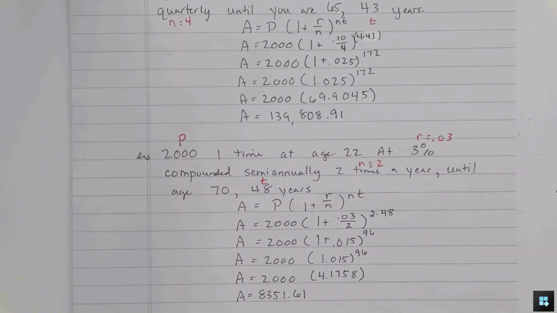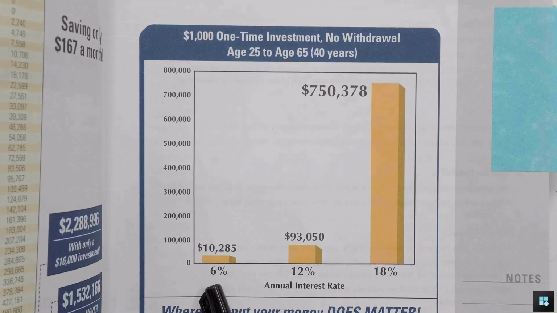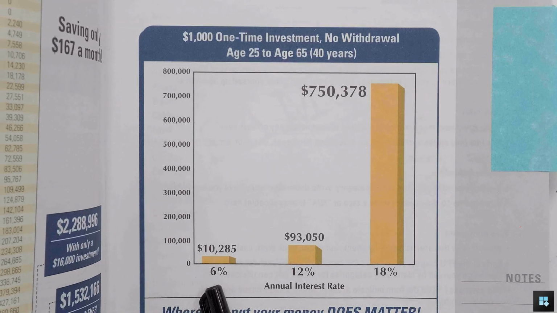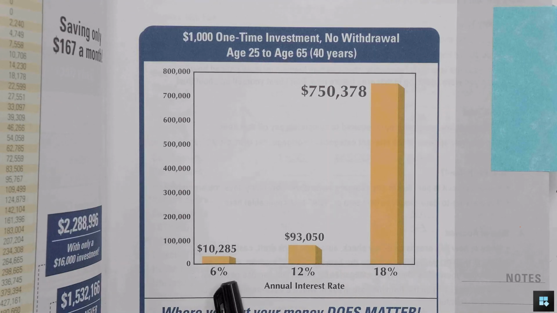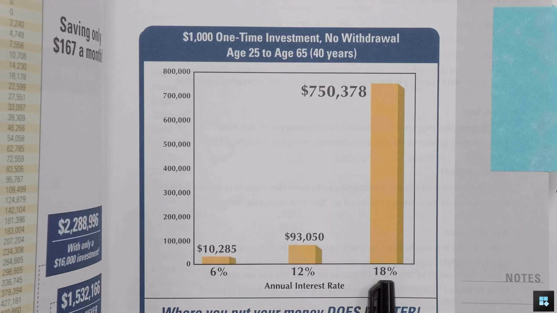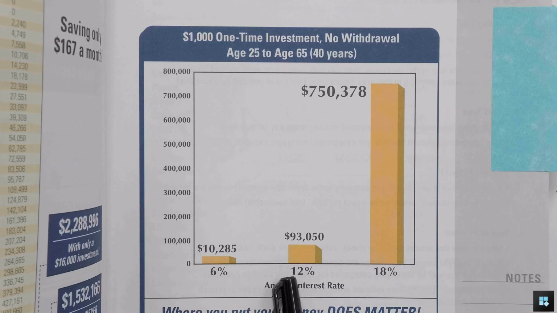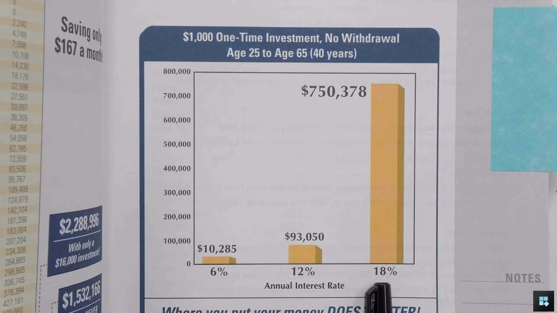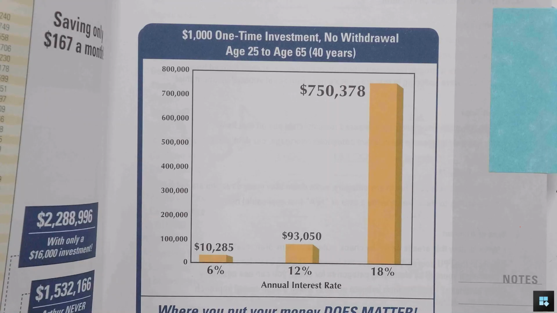Dave Ramsey has some examples of what interest rates can do. Here he has the same amount of money, a $1,000 one-time investment invested for 40 years at 6%, 12%, and 18%. Notice that it does not just double. You double the interest rate, but it more than doubles the amount of money. You triple the interest rate, but it more than triples the amount of money that you earn. And that's why that interest rate is important. So the interest rate is important and time is important. You see time is important here.